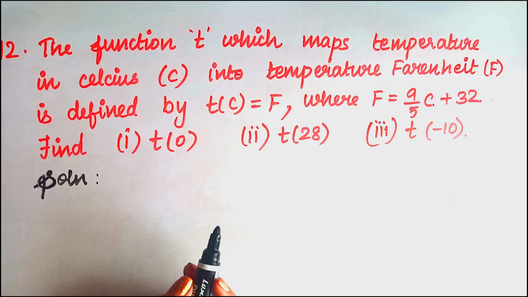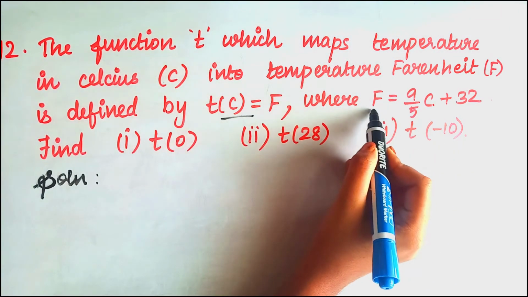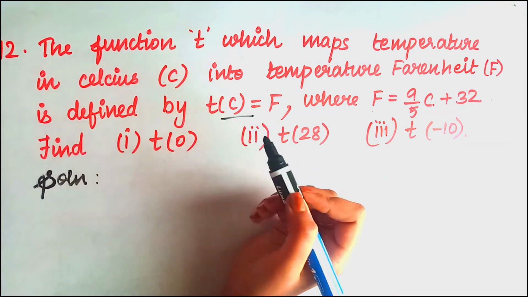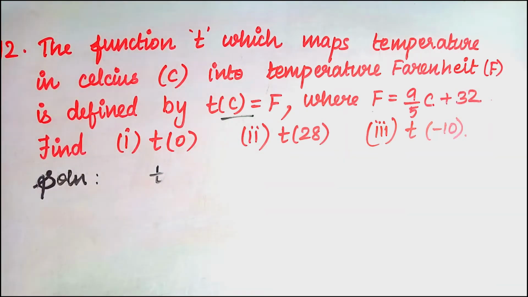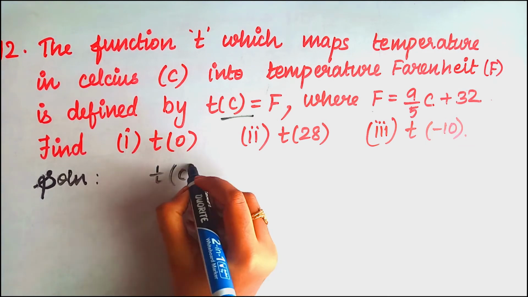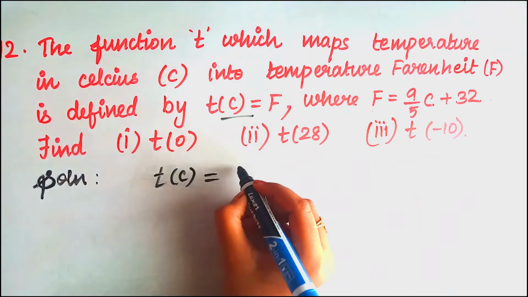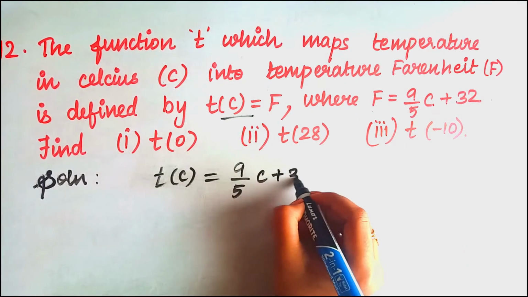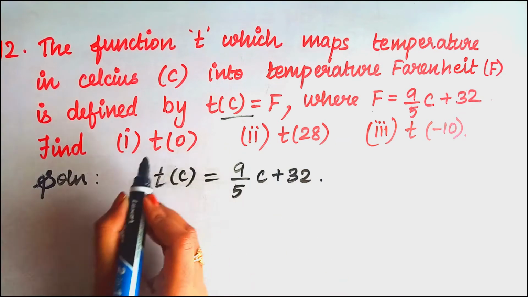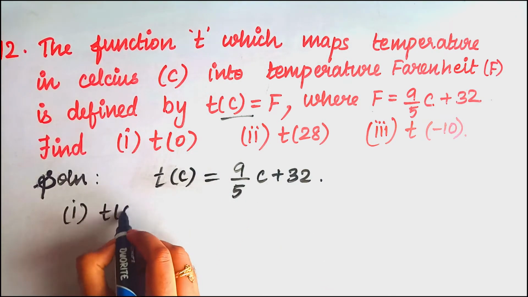First hint they have given is T of C is equal to F. So here you can substitute T of C in the place of F, right, since these both are equal. So let's write that T of C is equal to, we have to write this here, which is 9 divided by 5 C plus 32. Okay, now we have to find T of 0. So first subdivision is T of 0.